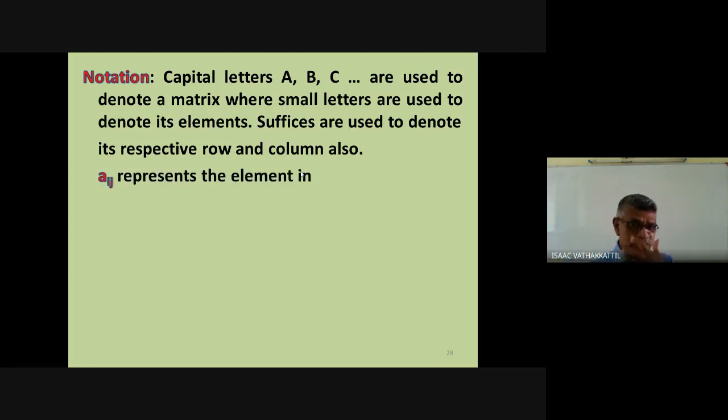Aij. When I say Aij, it is the element in the ith row. First suffix is i, second suffix is j. So it represents the element in the ith row and jth column. If I say A23, it is the second row and third column. Or if I say A13, first row, third column. So Aij represents the element in the ith row and jth column.